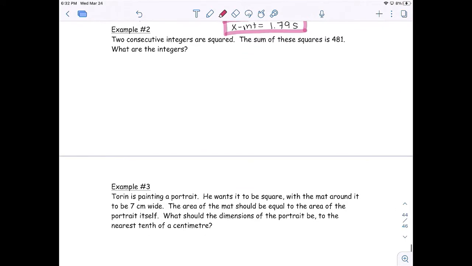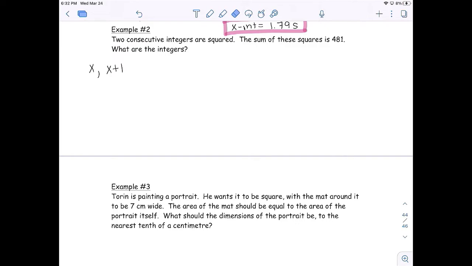So example number 2 says 2 consecutive integers are squared. The sum of these squares is 481. What are the integers? So consecutive means numbers right after another, like 5 and 6, 10 and 11, 100 and 101, right? So numbers that come right after another. If we set the first number to x, you would have to add 1 to the first number to get to the next number. So that's why I'm going to replace them with x and x plus 1.